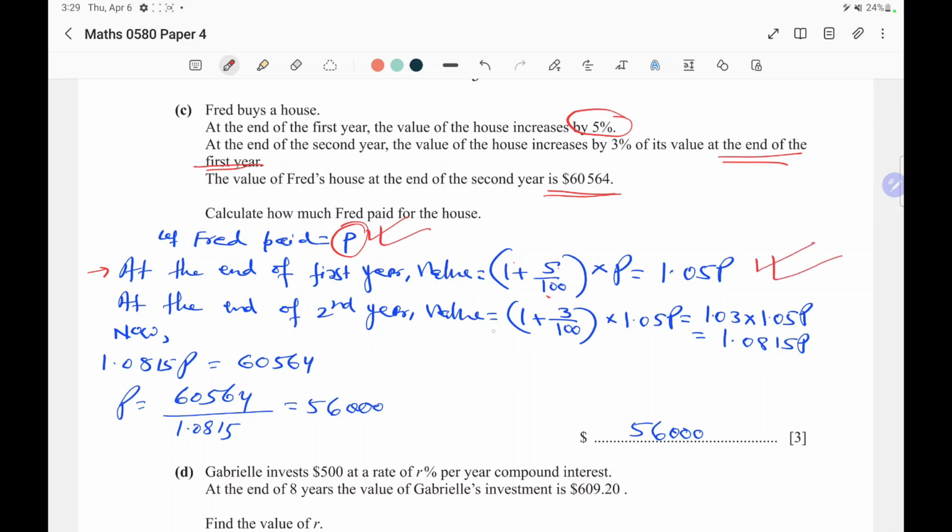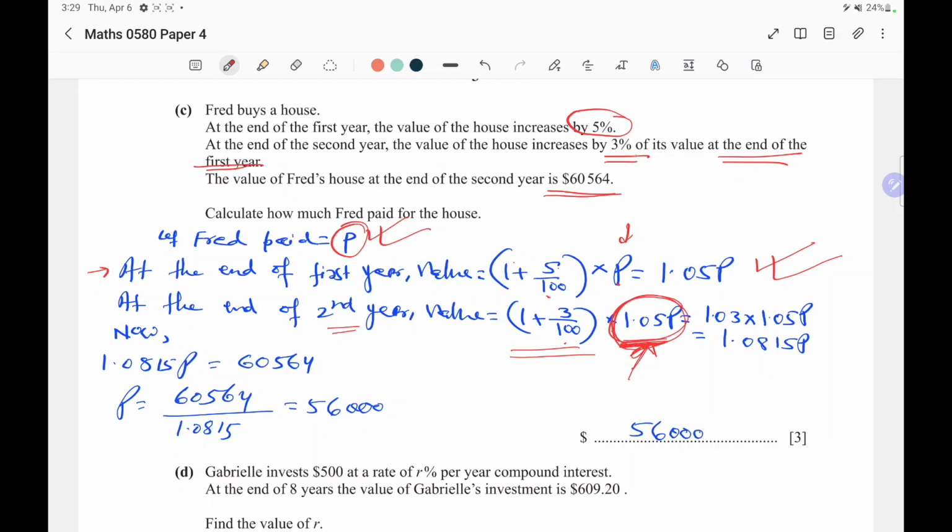Now at the end of the second year, value is increased 3% of its value at the end of the first year. So 1 plus, this is a multiplier factor, 1 plus 3 over 100 times this one. We need to understand this part. Over here it was P, but over here it should not be P, because this value, like second year, is based on the first year. So at the end of the second year, the value is 1 plus 3 over 100 times 1.05. This is the value at the end of the first year, right?